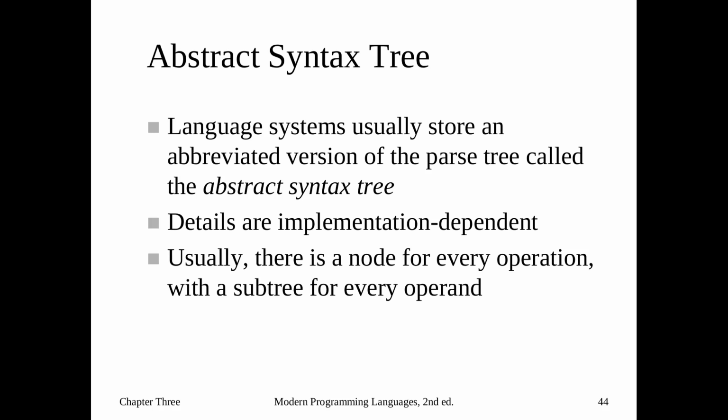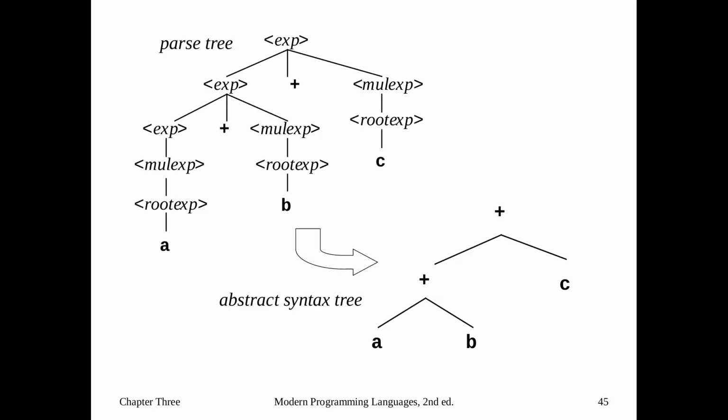The details for an AST are implementation dependent. It's dependent on whoever's building the tools to actually do the compiling or the parsing. But we do know that typically there is a node for every individual operation, and for that operation, there's an individual subtree for each operand. If we look at our parse tree, it's much more verbose, showing us all the individual non-terminals. But in reality, we don't need that much information. We just need an abstract syntax tree that can handle it.